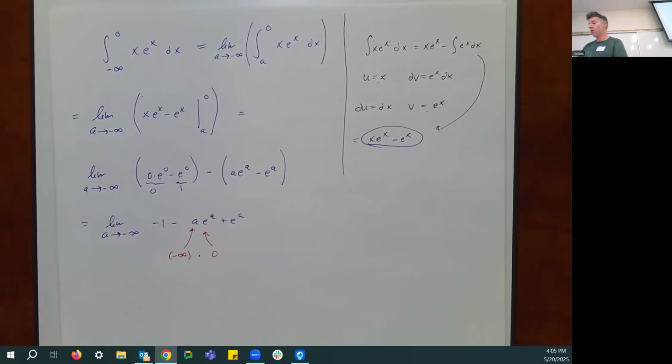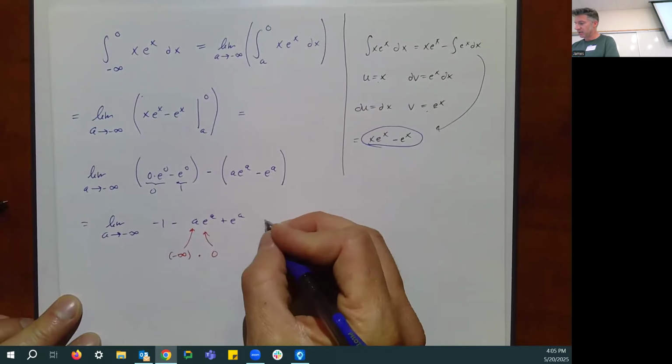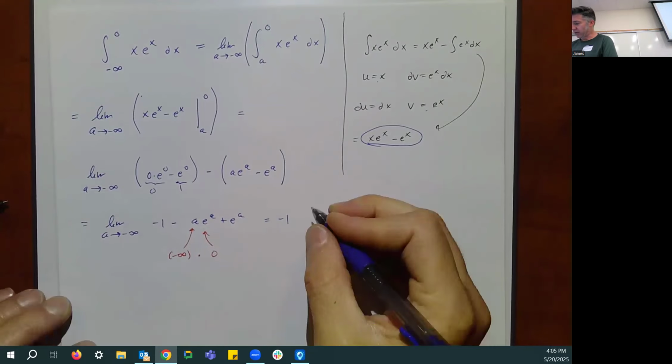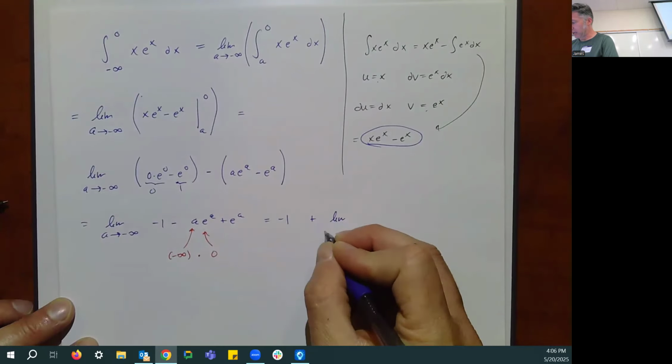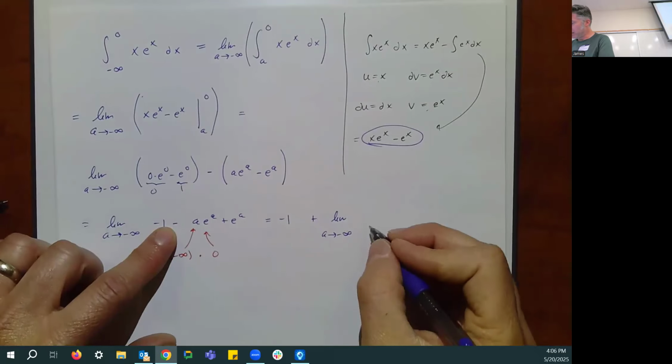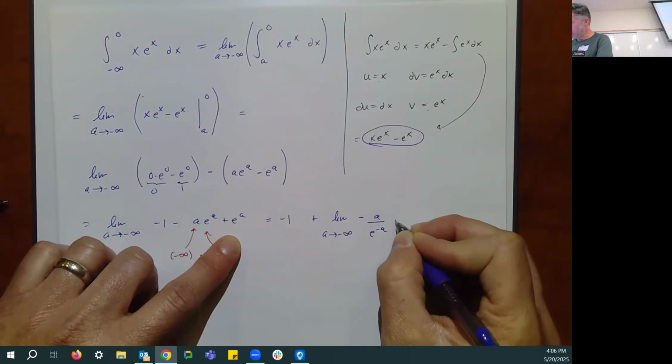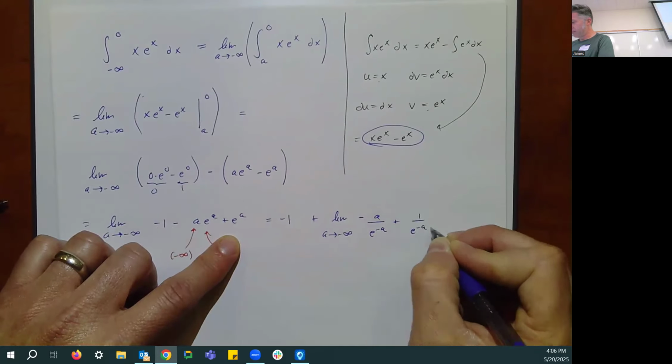You're not. So what I'll point out here is the negative one just hangs. Now here's what I would say. Almost all the time, it is in your interest to re-express things so that your power is positive. Meaning, I don't want e to the a if a is going to negative infinity in the numerator. I want to put it in the denominator as e to the negative a. So I've got the limit as a approaches negative infinity of negative a over e to the negative a plus 1 over e to the negative a.